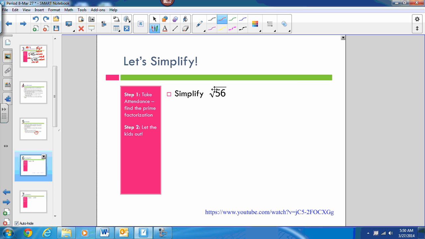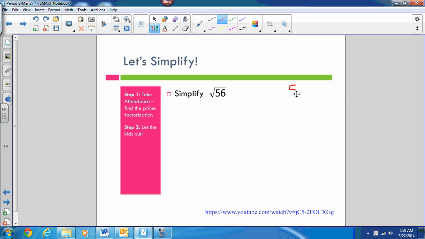Alright, so let's go ahead and start simplifying. In order to simplify this, we're going to have to find the prime factorization of 56, which is why it was important for you to remember prime factorization. So I'm going to start with 56. Also notice there's no index here, which means that we're talking about the square root of 56, which means that the numbers can go out in pairs.